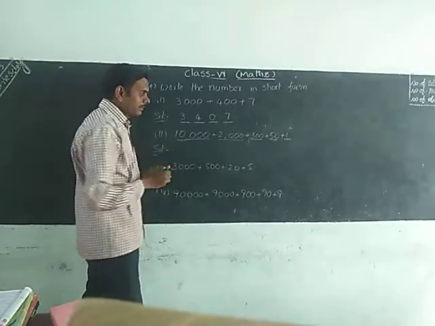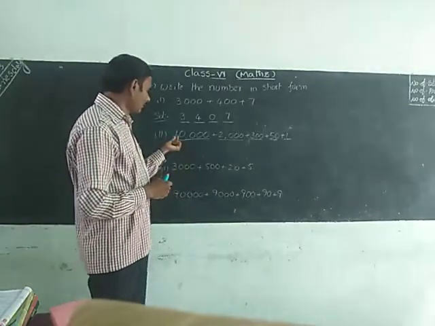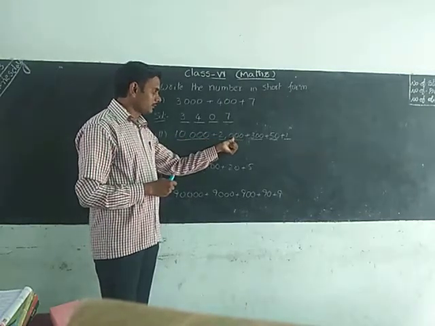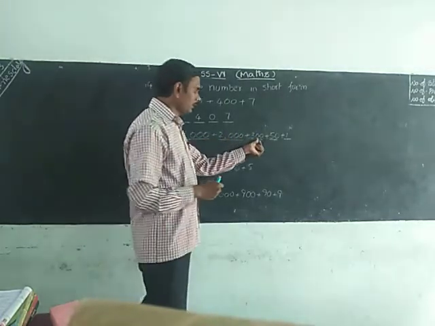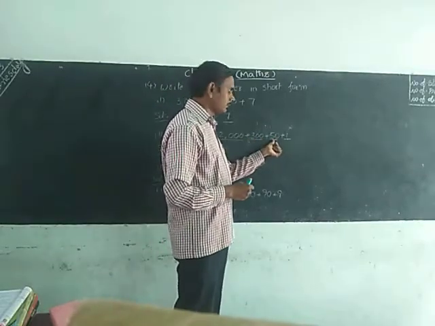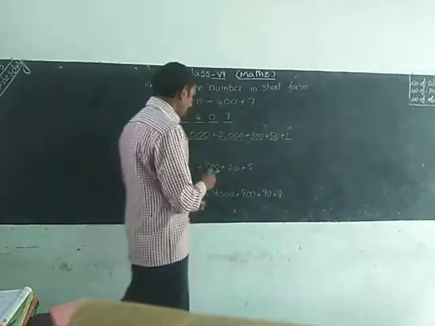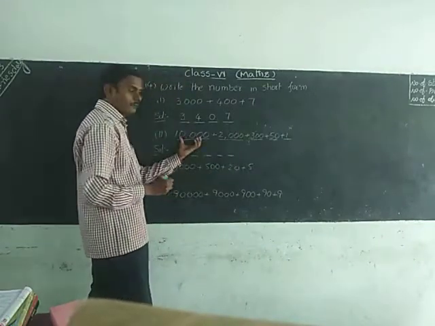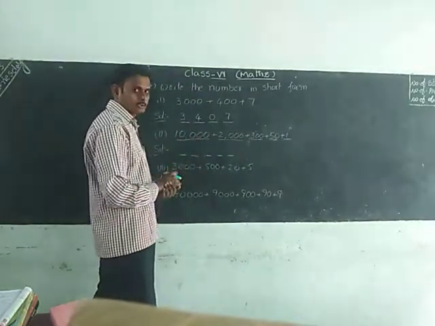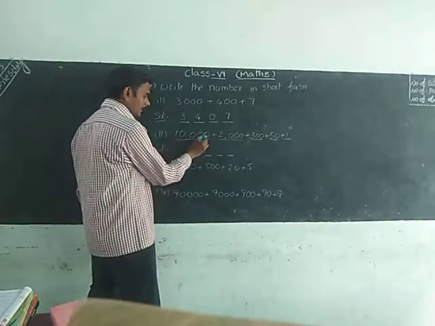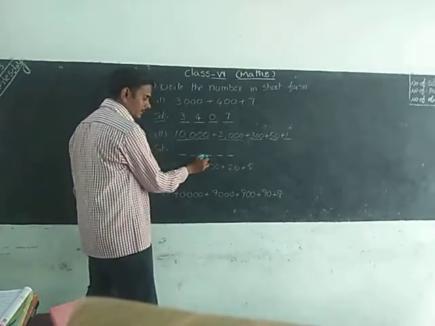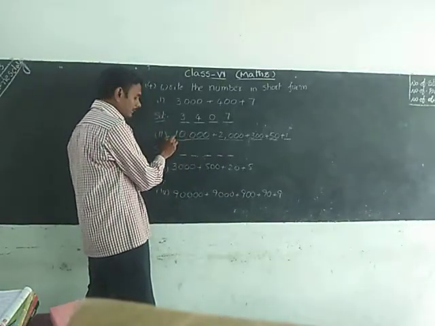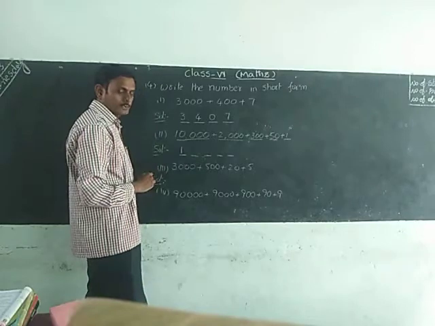Okay, here which number has more digits? 1, 2, 3, 4, 5. There are 5 digits. 1, 2, 3, 4. 4 digits. 1, 2, 3. 3 digits. 1, 2. 2 digits, and 1 digit. That means it has 5 digits, so you have to write a 5 digit number like this. First place, second place, third place, fourth place, fifth place. Which number is in the fifth place?